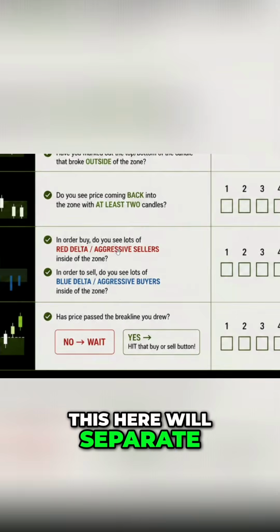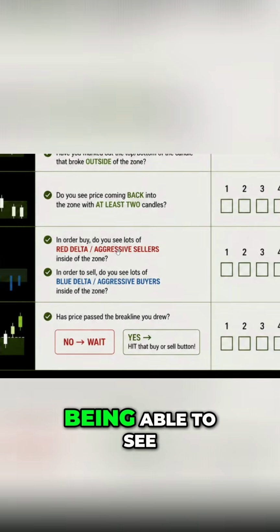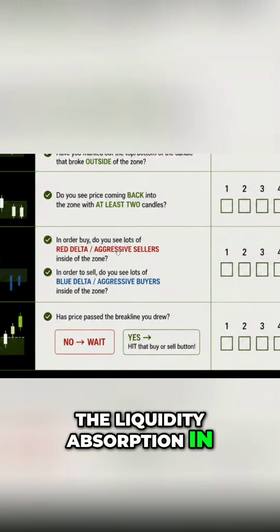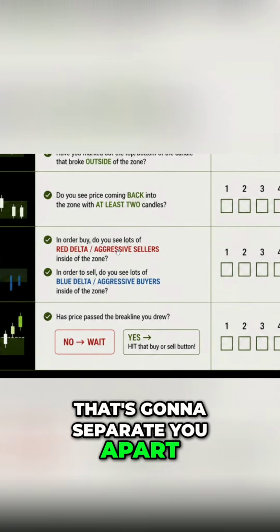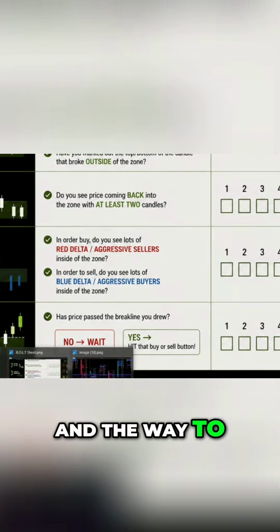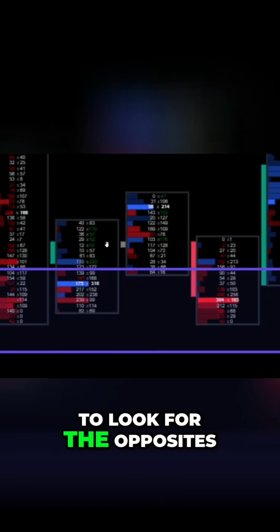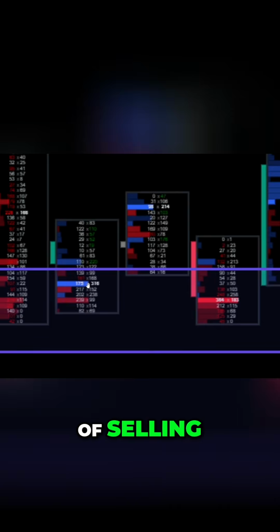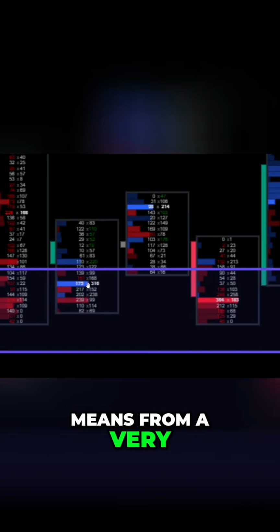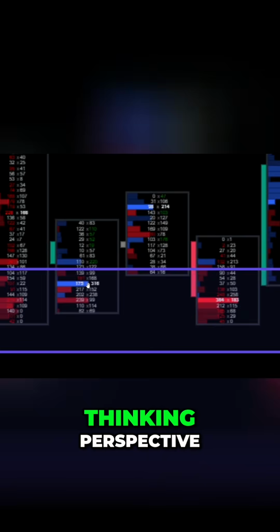This is what separates a good setup from a great setup. Being able to see the liquidity absorption in real time is king, right? That's going to set you apart, providing you've got the right level. And the way to do that is to almost train your brain to look for the opposites. Green candle with lots of selling. Think about what that means from a very basic, third grade thinking perspective, right?